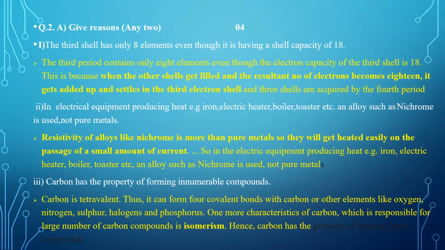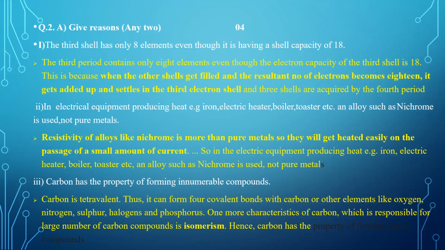Now see, the resistivity of an alloy like nichrome is more than pure metals, so they will get heated easily on the passage of a small amount of current. So in heat producing equipment such as iron, electric heaters, boiler, toaster, etc., an alloy of nichrome is used, not pure metal.